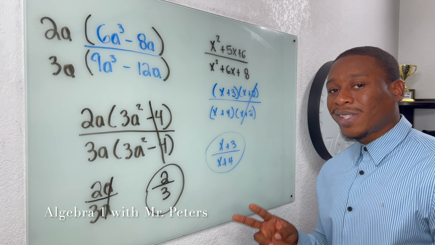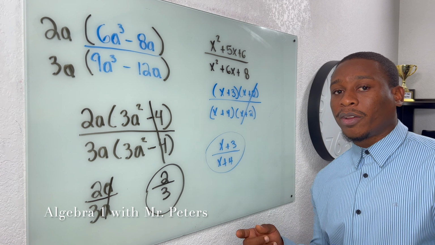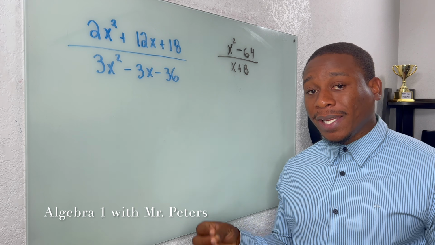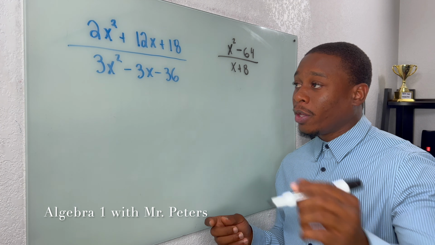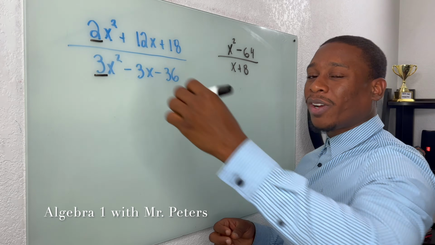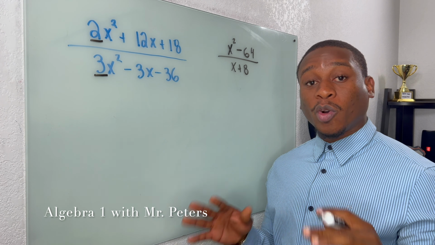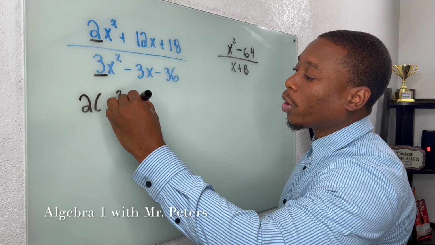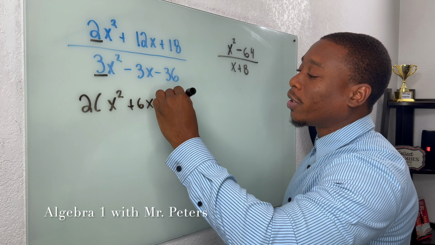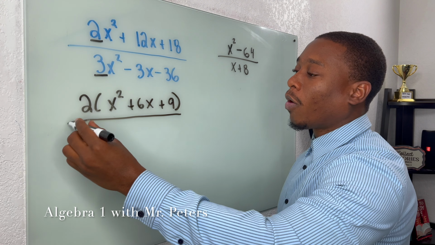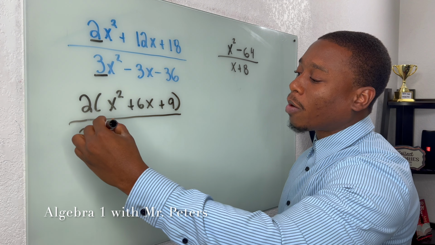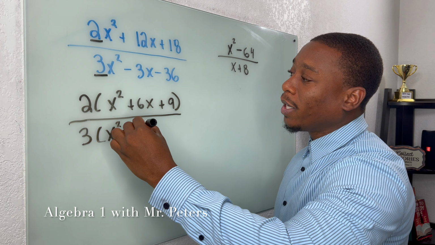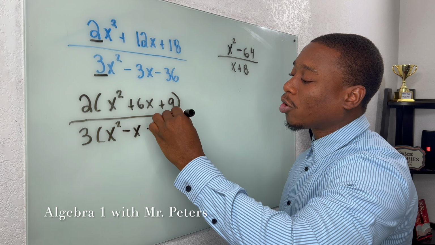But in our next two examples, they're going to throw a little curveball in there. Let's see if we can solve it together. What we have to understand is that we need to pull a greatest common factor. They gave us a coefficient trying to make it more complicated to factor, but we got this. So if I pull out 2 in the top, I'm going to be left with x squared plus 6x plus 9. All right, and then in the bottom, we're going to pull out a greatest common factor of 3. And what we'll have left is x squared minus x minus 12.